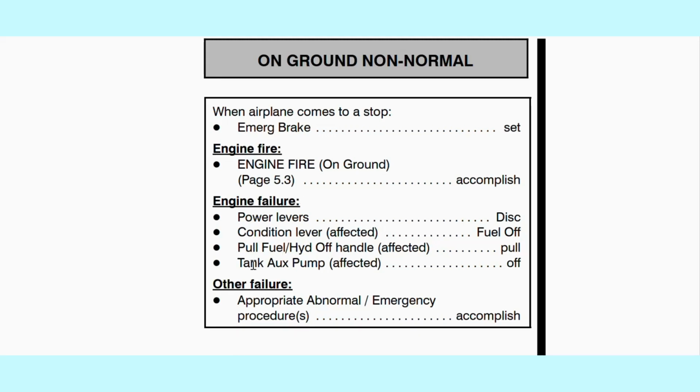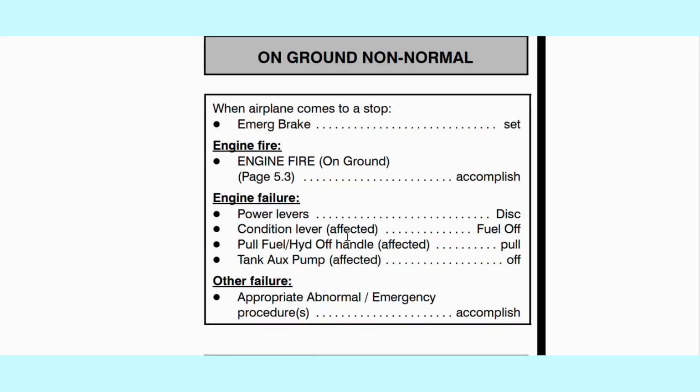If it's other failures, it depends on which caution light or warning light came up, and then you'll call for that particular checklist from the QRH. Okay, so the moment you retard your power levers to flight idle, simultaneously applying maximum brake and keeping the center line of the runway, when you come to a stop, you apply emergency brakes, then you call for the on ground non-normal checklist, and then you state which one you want: engine fire, engine failure, or other failures. Okay, so now we can talk of the engine fire.